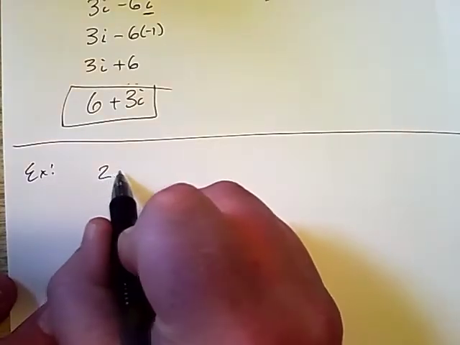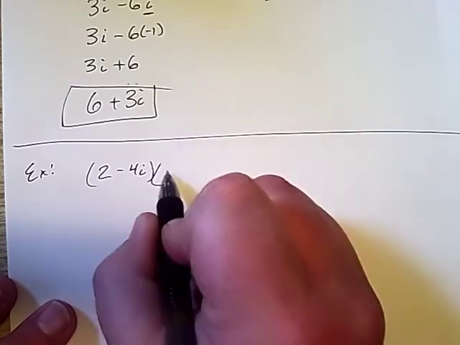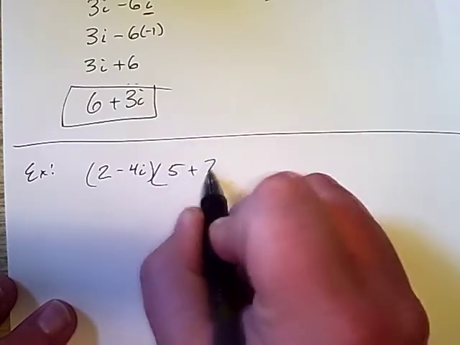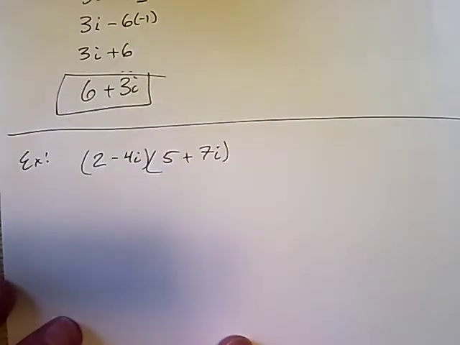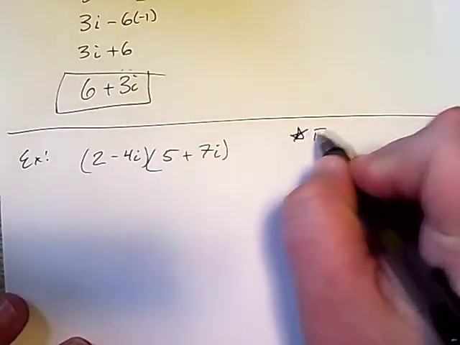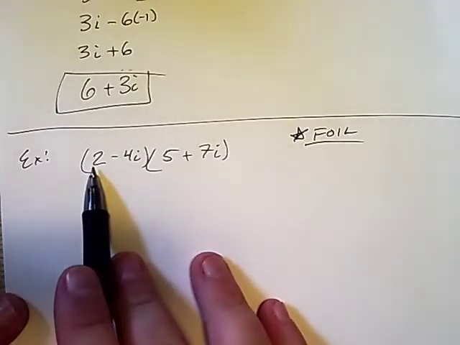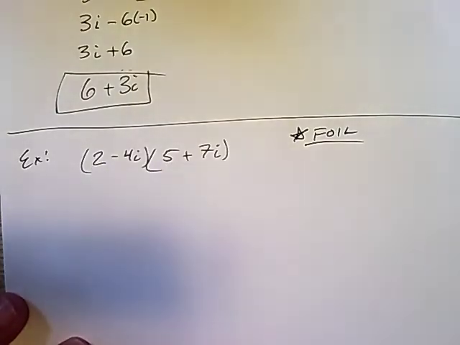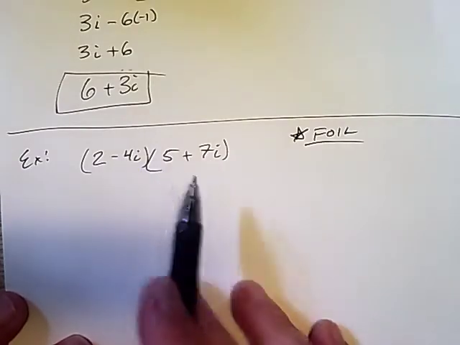All right, let's try another one. Let's try 2 minus 4i, and let's multiply that with 5 plus 7i. All right, 2 minus 4i times 5 plus 7i. Well, this is a whole lot. This is going to feel like FOIL, right? I'm going to distribute the 2 to the 5 and the 7i, and then I'm going to distribute the negative 4i to 5 and 7i.